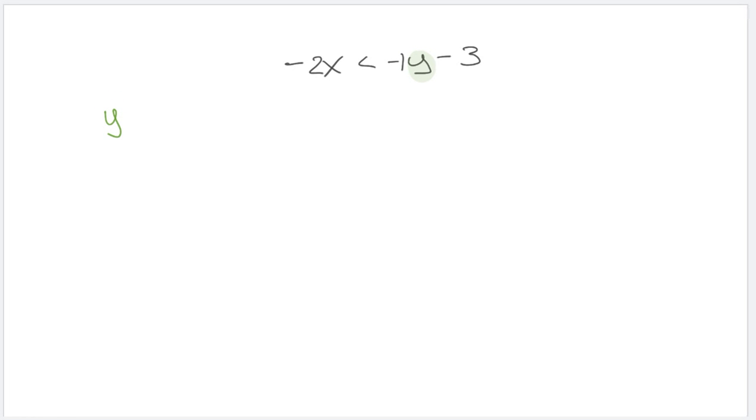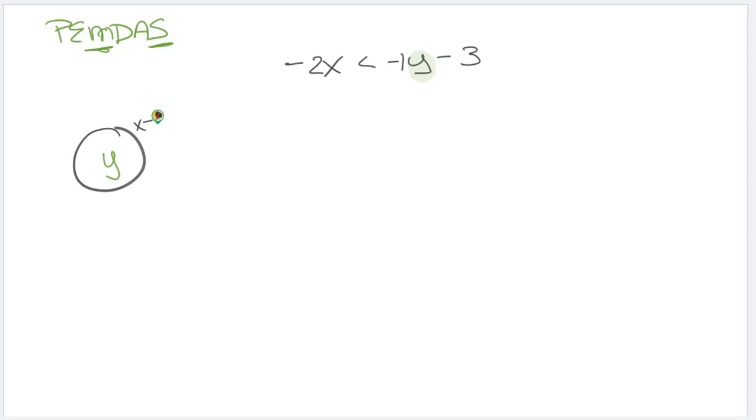There are two things happening to our y, and they happen in order according to your order of operations, your PEMDAS, right? So we have multiplication happening here, negative 1 times y, and then we also have subtraction happening here. And according to our order of operations, multiplication comes before subtraction. So the first thing happening to our y is that it is being multiplied by negative 1.